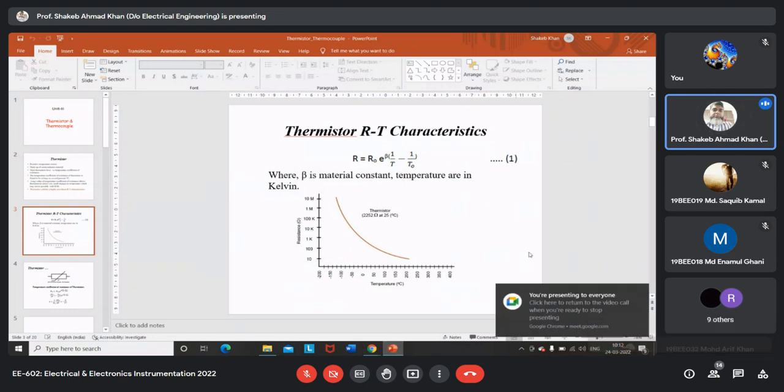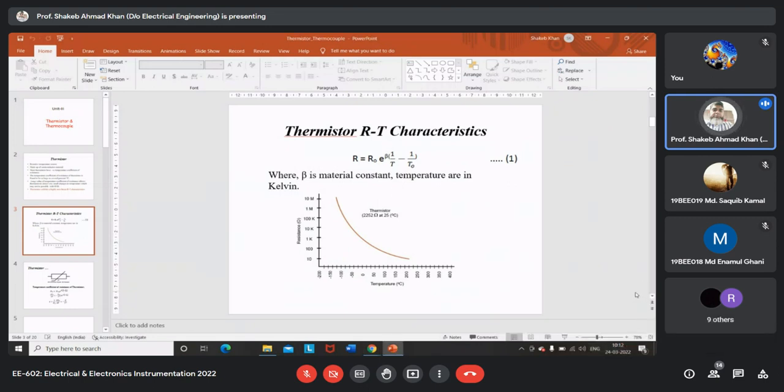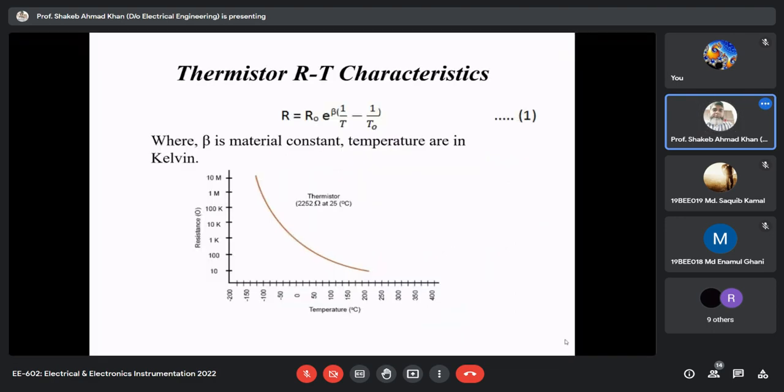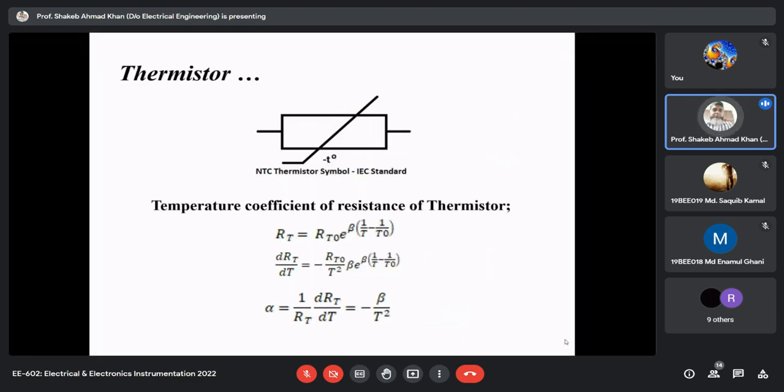Anyway, now I'm going to discuss the next thing about the thermistor. As far as temperature coefficient of resistance is concerned, it will remain the same for both sensors, RTD and thermistor, as far as the definition is concerned, because both of them are thermal resistive sensors. They convert the temperature into resistance.